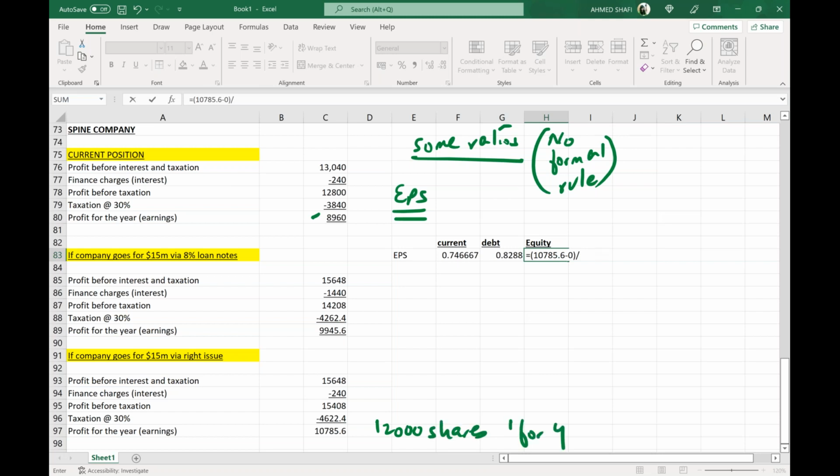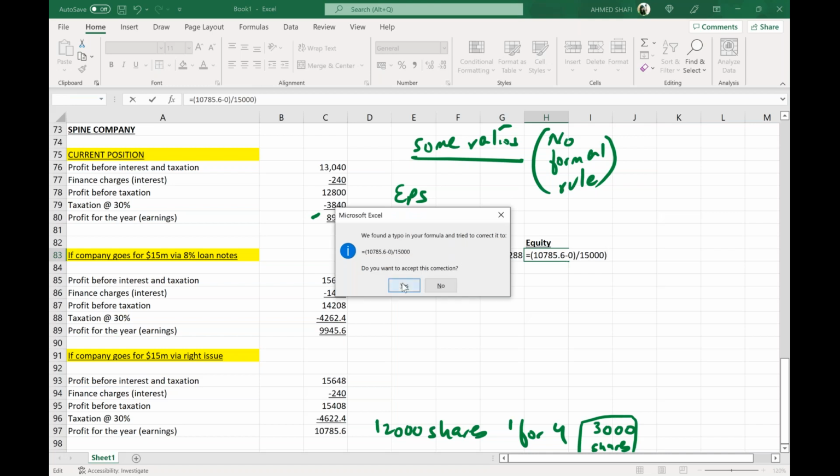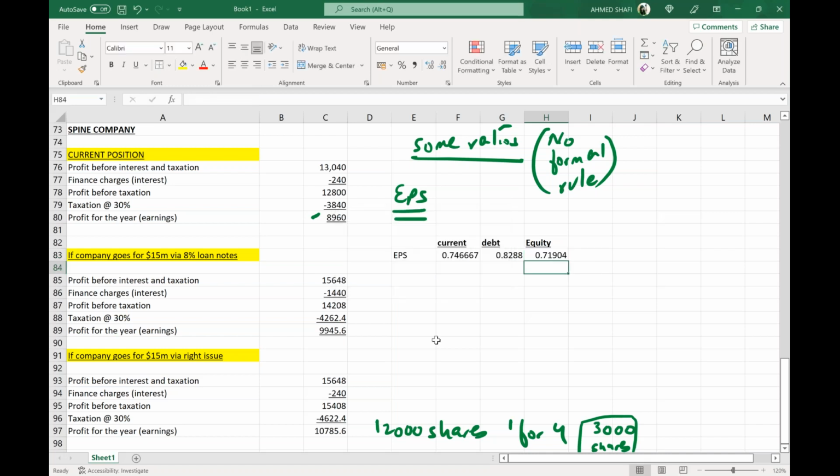And it's a 1 for 4 rights issue. That means you will be issuing 3,000 more shares, right? Because the company has 12,000 shares, and a 1 for 4 rights issue means the company will be issuing 3,000 more shares. So now after the equity option, the PAT is 10,785, preference dividend 0, number of ordinary shares are 15,000. EPS is 0.71.